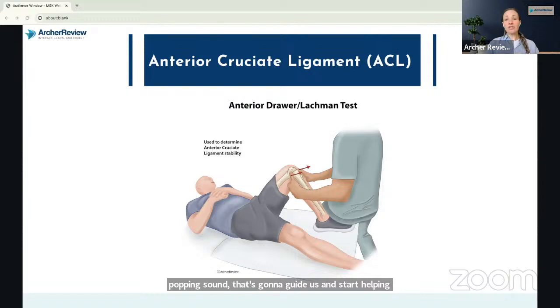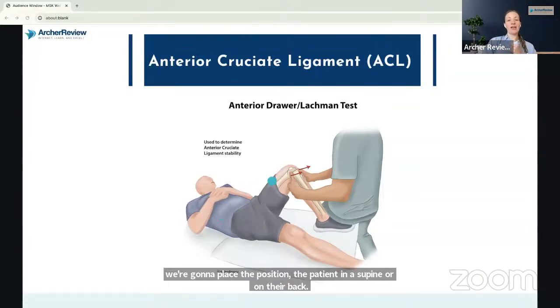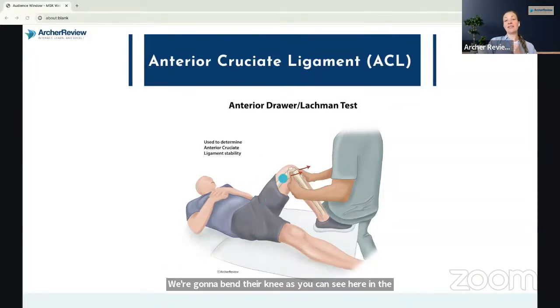All right. So back to the ACL, sorry. What we're thinking about here and what we're going to do when we're doing the anterior drawer test is check the integrity of the ACL, the anterior cruciate ligament, and its job is to make sure that the tibia can't come too far forward, okay? And so when we're doing this test, we're going to place the patient supine, or on their back, and we're going to bend their knee, as you can see here in the photo, to a 90-degree angle. And this is how we do the anterior drawer test, okay?